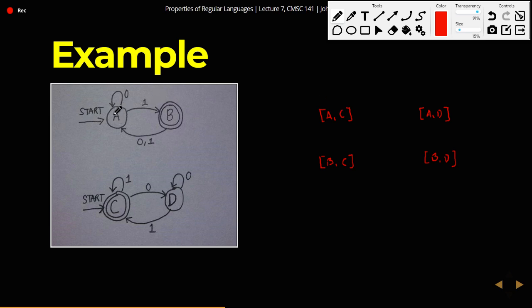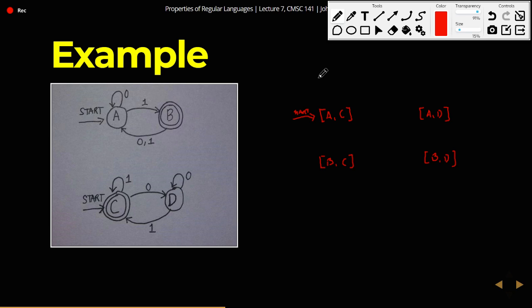For each state in the first DFA, we combine it with the states in the second DFA. So AC, AD, and then we do the same for B: BC, BD. Now how about the start state? The start state would be the combination of the start states of the two DFAs. That would be AC. So our start state is AC. Okay, so this is our start.